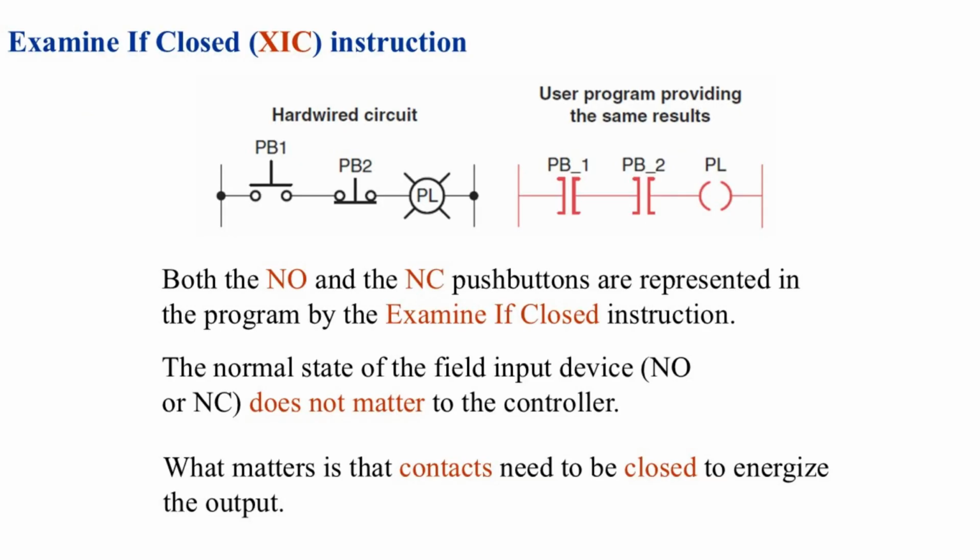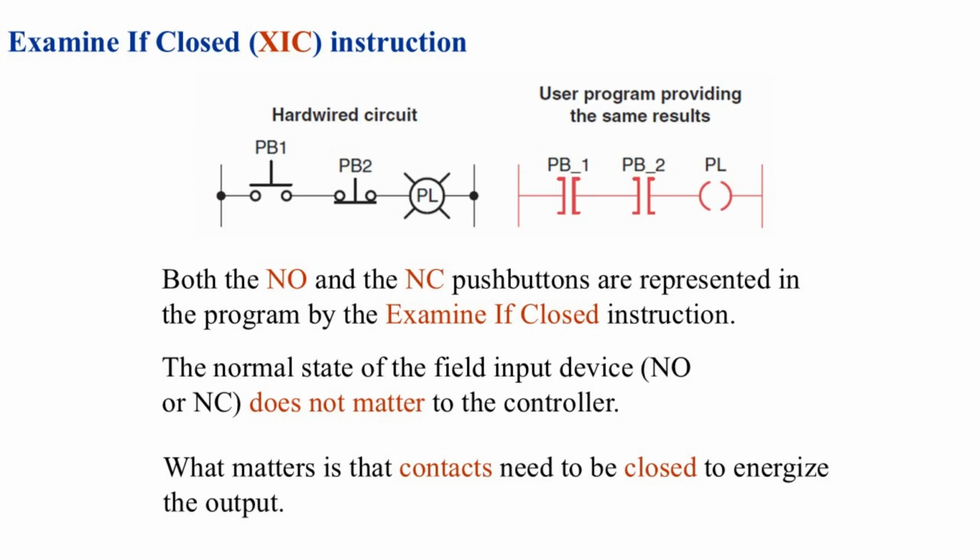The XIC instruction checks whether an input bit is true, meaning the contact is closed or the device is energized. When the condition is true, the XIC allows logical continuity, enabling the rung to be true and the output coil to energize. On the left side, you can see a hardwired circuit that includes two push buttons, PB1 and PB2, connected in series to control a pilot light. On the right, the PLC version replicates the same behavior using two XIC instructions, PB_1 and PB_2, in series.